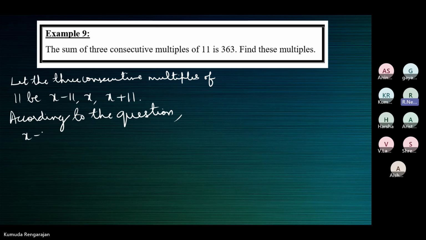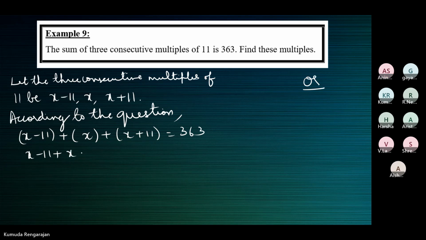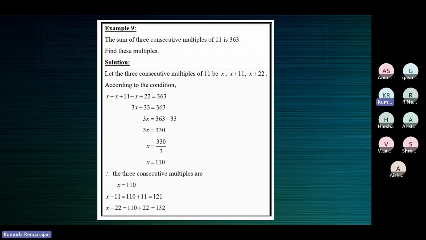Ma'am, if you write it on the side as another method? Yeah, you can just say alternate method and write down the same thing. Or you can just say or. You don't have to write the question again. Exact same, ma'am. What's the value of x you're getting? 121. The middle number you'll get. Correct.